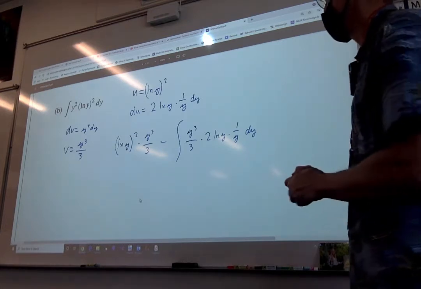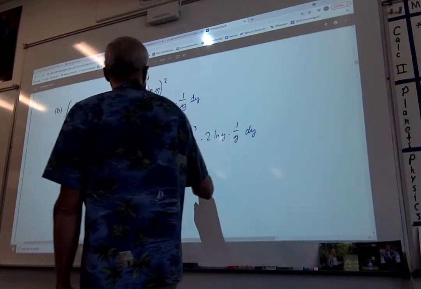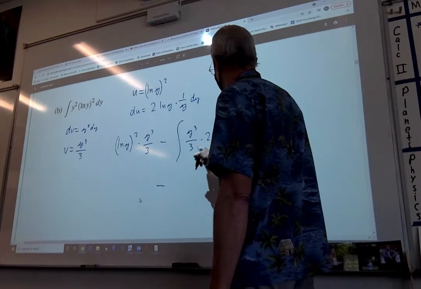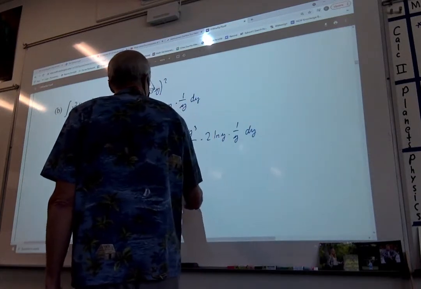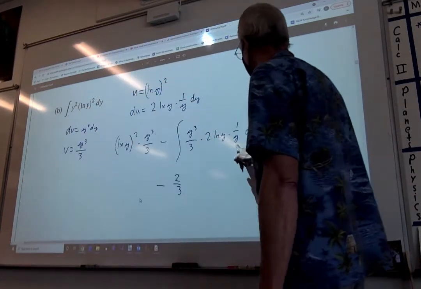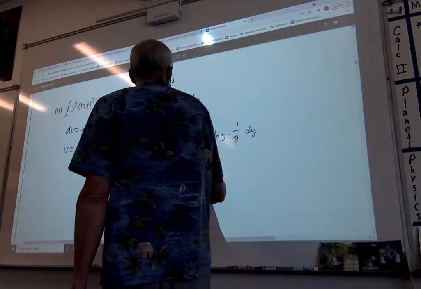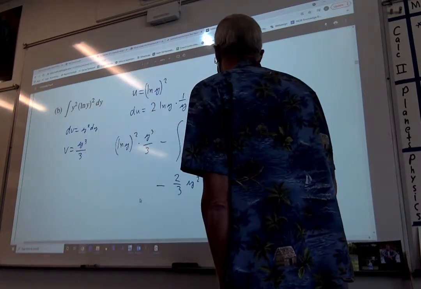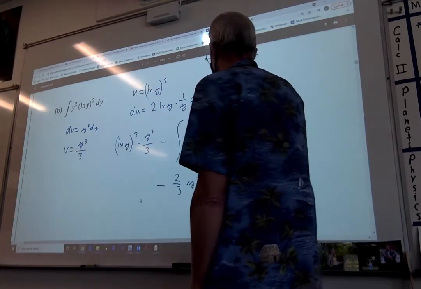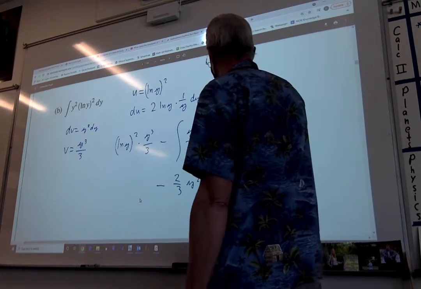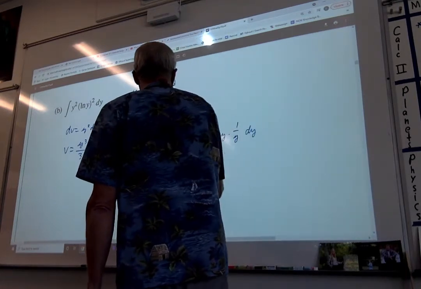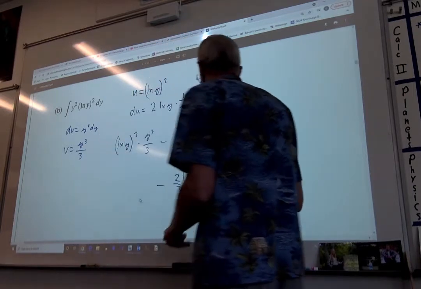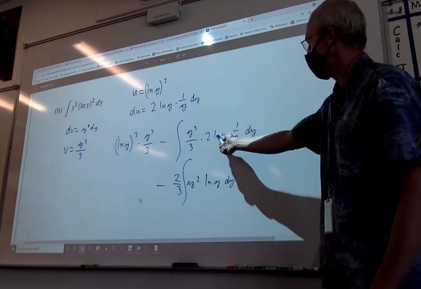Okay, here's the cool thing. When we separate this, this is minus 2/3. Y cubed cancels out the y. That's y squared. So y squared minus 2/3 y squared ln of y, y squared ln of y dy. Okay, it's a little bit better, right? It's not ln of y squared.